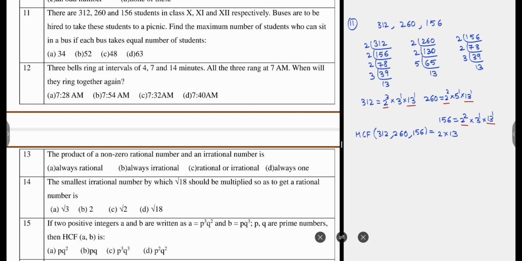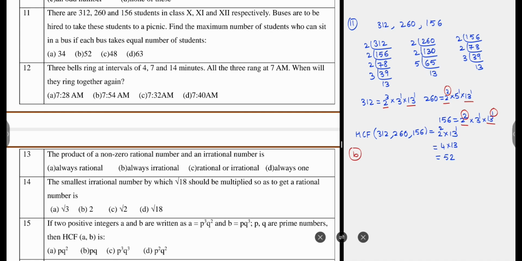Now we have to select the lowest powers. The lowest power of 2 is 2 and the lowest power of 13 is 1. Everywhere 1 is only there. So 2 power 2 into 13 power 1, which is 4 into 13. 4 into 13 is 52. Answer is 52. So option B is correct. Question number 11, option B is correct.